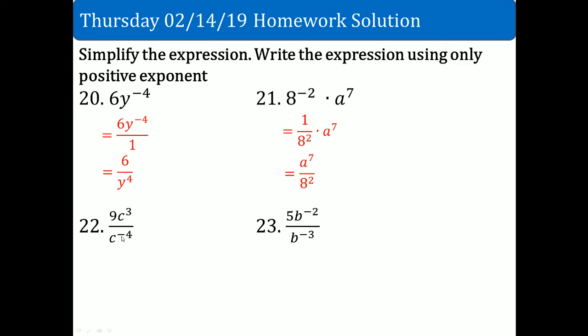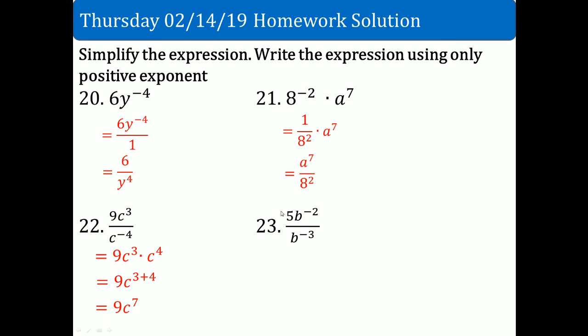Next one, 22. 9c to the 3rd divided by c to the negative 4 power. We want to make this positive, so I bring it on top. When it goes from the bottom to the top, it becomes positive. So it's 9c cubed times c to the 4th power. How do I get c to the 4th power? Do you see how this was on the bottom? It goes to the top. That is how the negative 4 became a positive 4. This is a multiplication product, so you add the powers. 3 plus 4 is c to the 7th. So your answer is 9c to the 7th.